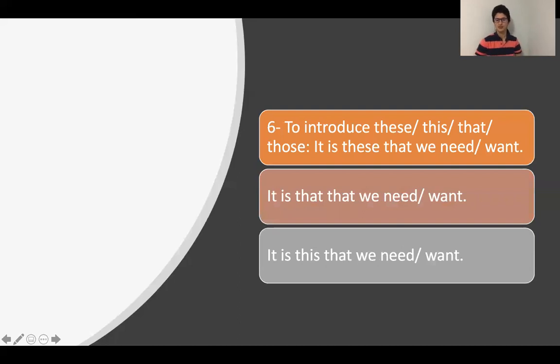Number 6, to introduce these, that, and those, demonstrative pronouns. So also you can use cleft sentences like this one. It is these that we need. You go to the store, and then you say, oh yeah, it is these we were looking for. It is that we need. When you find something and you say it is this that we buy, it is that we have at home, something like that. Okay. So remember, that's very easy. Just use the singular form of is or was, and use that and who correctly. That is used for both things and people, and who is used for only people.